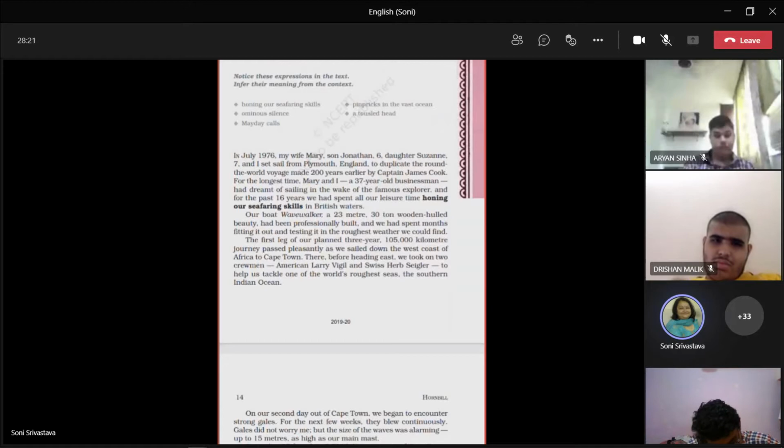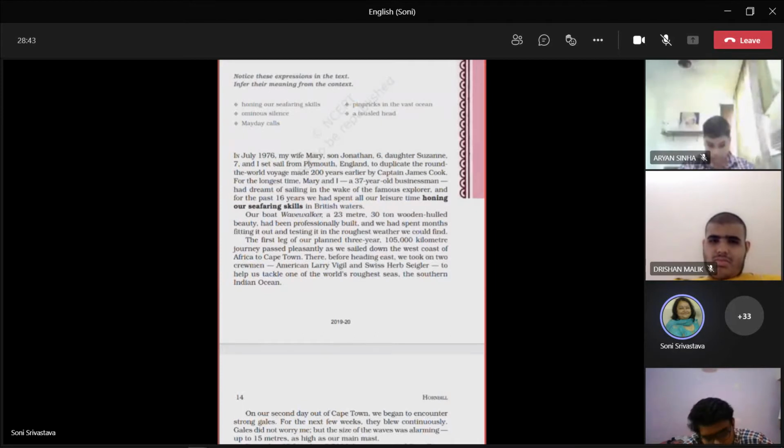It was a 23-meter, 30-ton wooden hulled beauty and had been professionally built, and we had spent months fitting it out and testing it in the roughest weather we could. Meaning for 16 years, it was not as if they had not done anything. They had kept on improving.